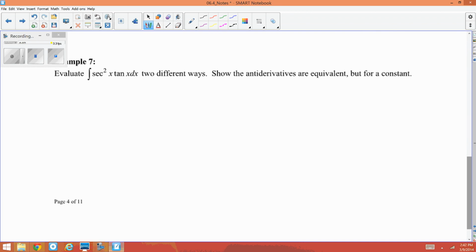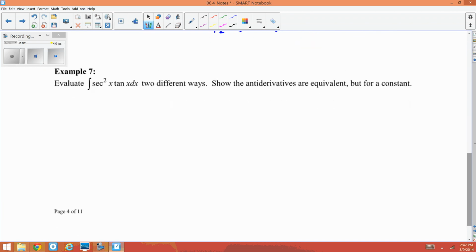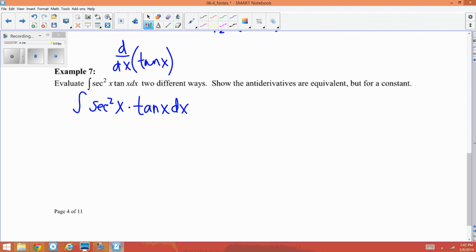Right. Evaluate this one 2 different ways. Show that the antiderivatives are equivalent, but only for a constant. Alright, so you can use U-substitution or pattern recognition. Alright, so I'm going to notice here, I know that secant squared of x is the derivative of tangent of x. So as that pattern here, I'm just going to write, so I'll show that real quick. I know that the derivative of tangent of x is secant squared of x.